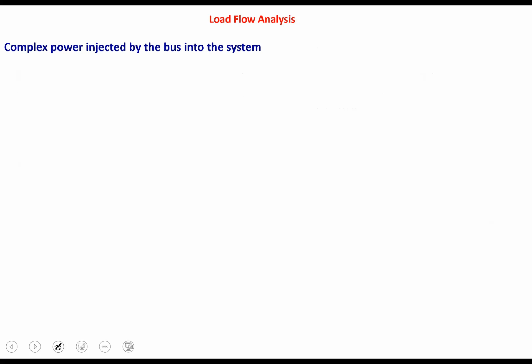Analysis. If you take any bus, a bus is a point where you connect more than one element. It is simply like a node in an electrical circuit. So a node is a terminal where you connect two or more elements. Similarly, in a power system, it is called a bus. A bus is a terminal where you connect two or more power system elements.